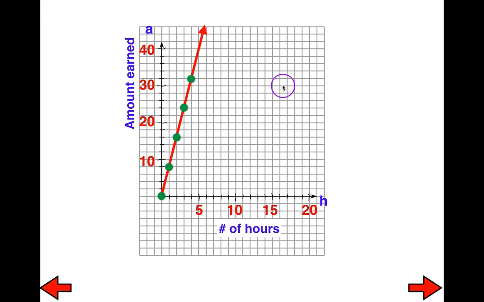So now what happens if our graph went from looking like this to something like that? Is that a proportional relationship? Hopefully you say no. And why? Because we can say that it's not going through the origin. Yes, it's linear, but in order for it to be a proportional relationship, it also has to go through the origin. So this isn't a proportional relationship.